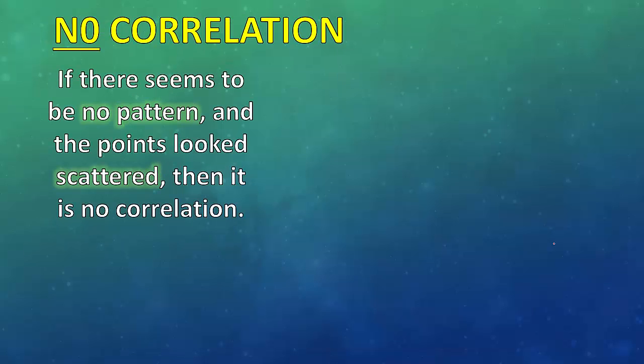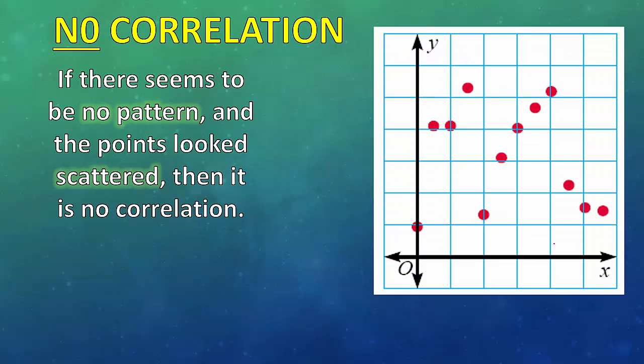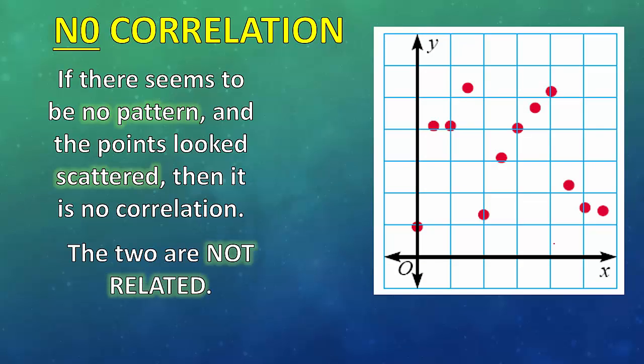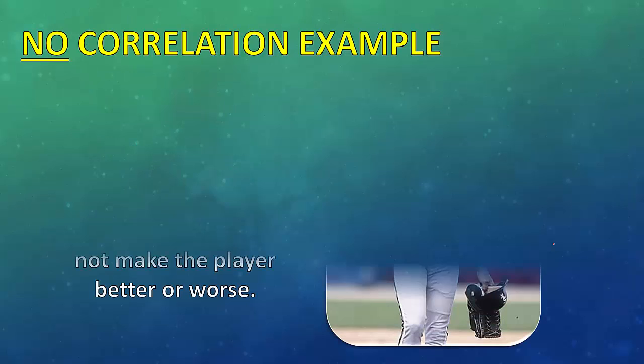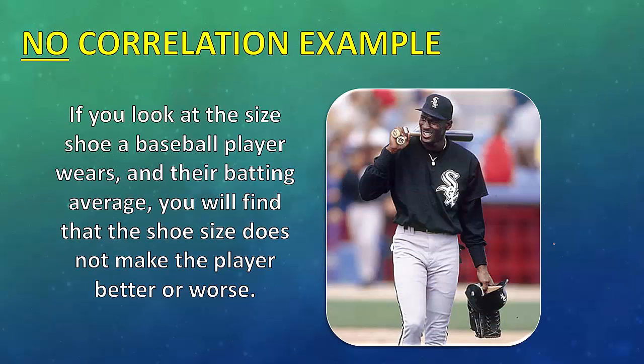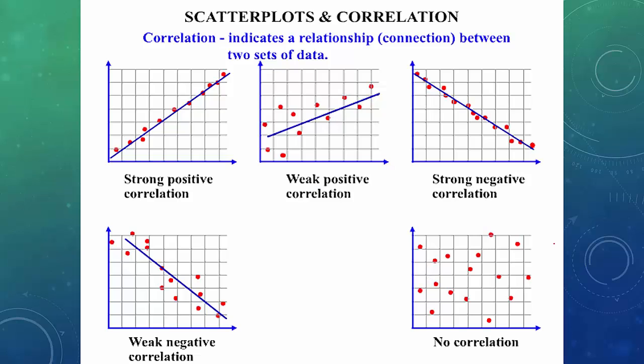No correlation if there's no pattern and the points look kind of scattered all over the place, such as this. There's no discernible path for the points. Okay, the two are not related. An example of no correlation, if you look at the size of shoe that a baseball player wears and their batting average, you will find that shoe size does not make the player better or worse.